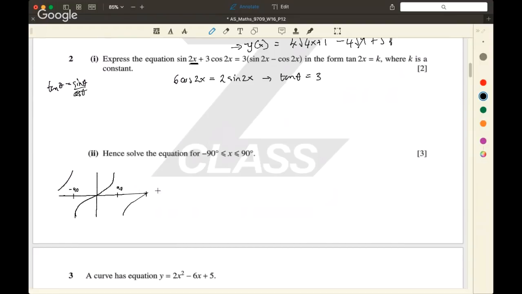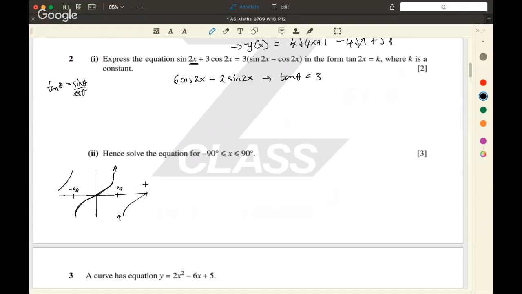So sine and cosine repeat every 360 degrees, but tangent repeats every 180. So this is what it looks like. It starts at 0, heads up to infinity, and then at the bottom here it comes from minus infinity and continues. So we're only interested in this middle bit here.